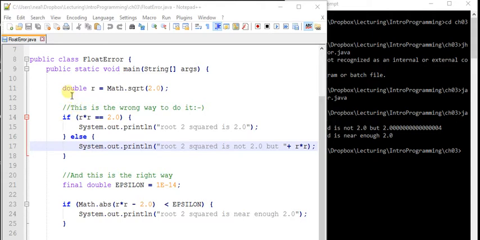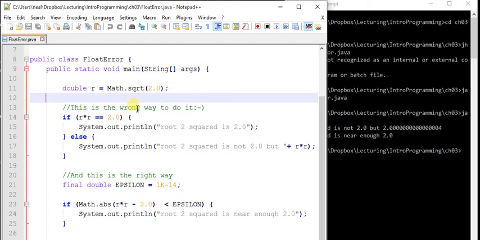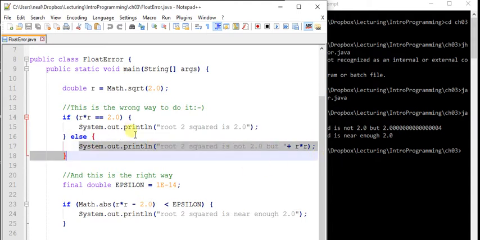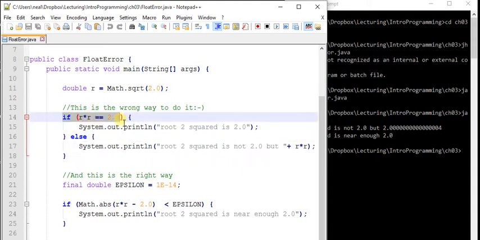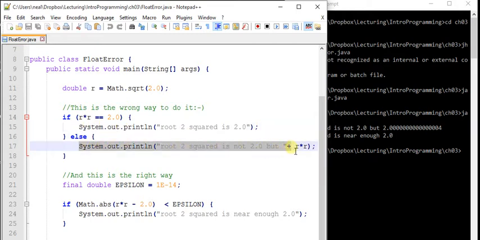So the first thing we're going to do is look at this line here that says we're going to create a variable called r, which is a double, which is equal to the square root of 2. So we're taking 2.0, we square rooted it, and down here we're going to do one of these two things, either this or this, and that's what this if statement does here. It checks to see if this is true, and if it is, it does this, and if it's not, it does this. We'll get back to the syntax of if statements later on.